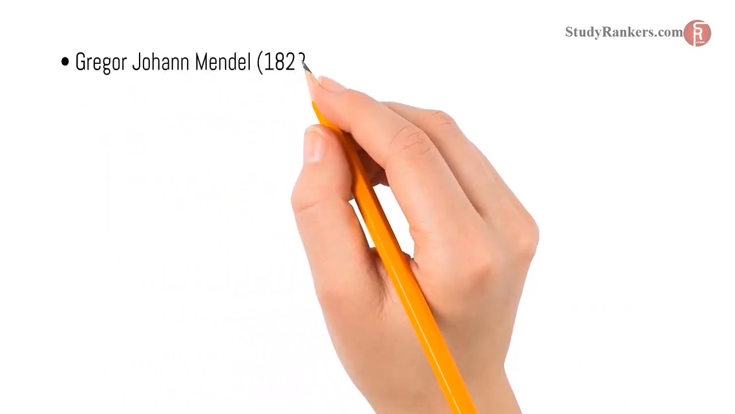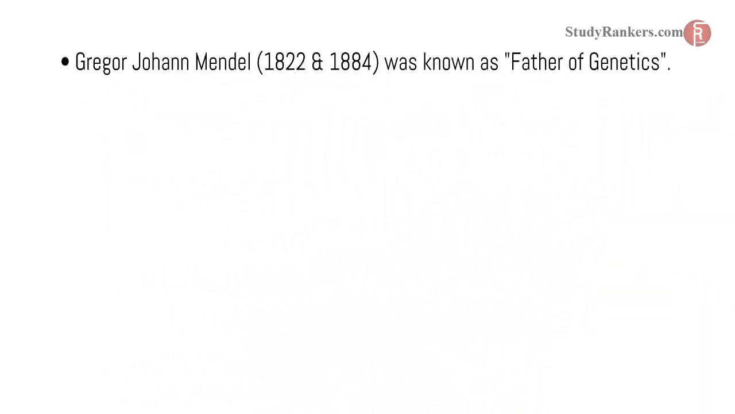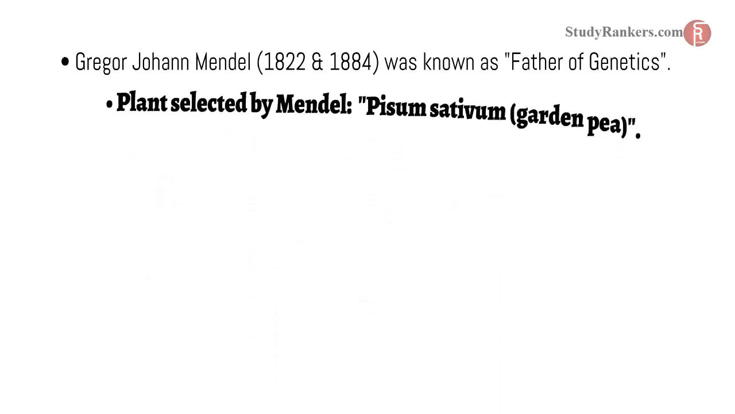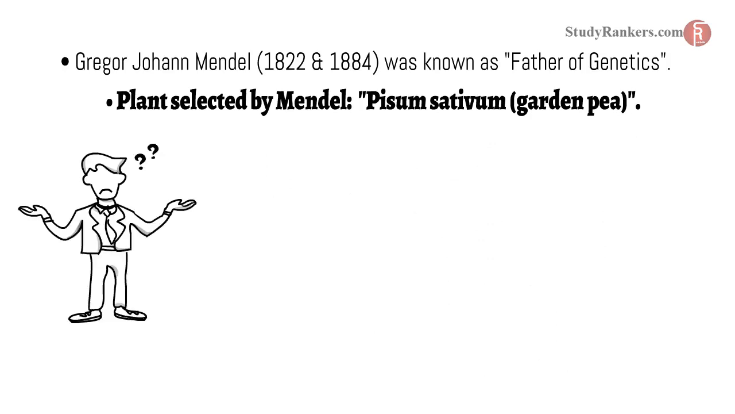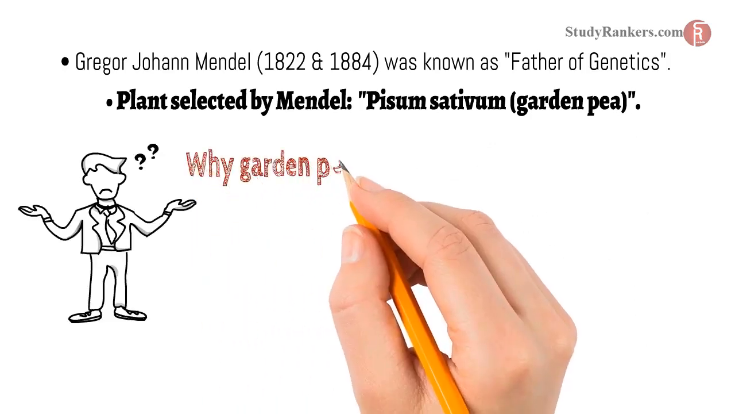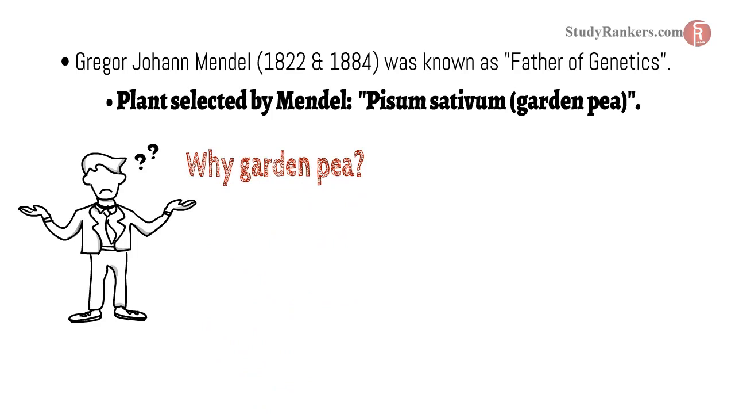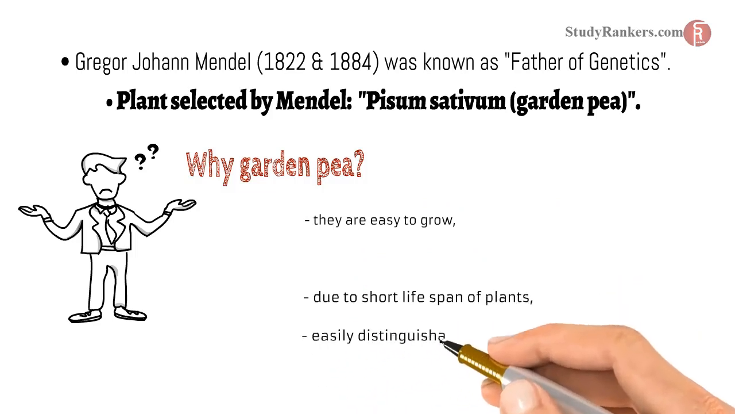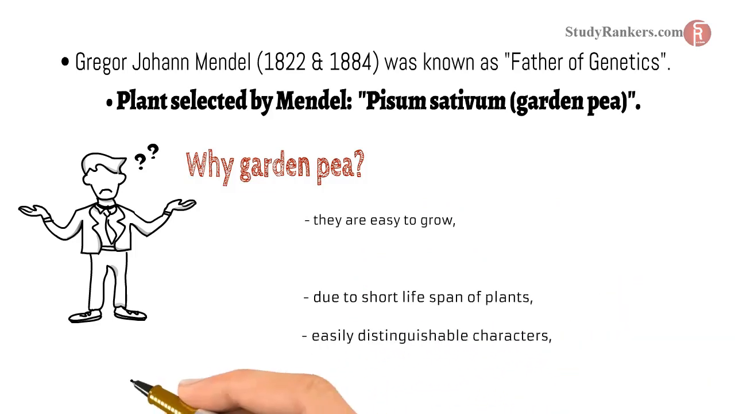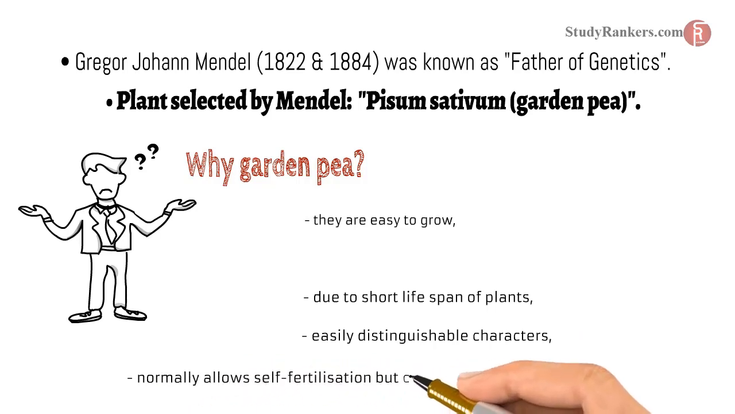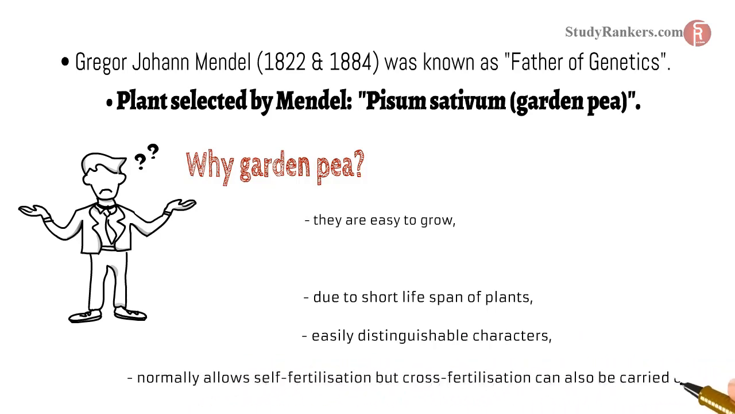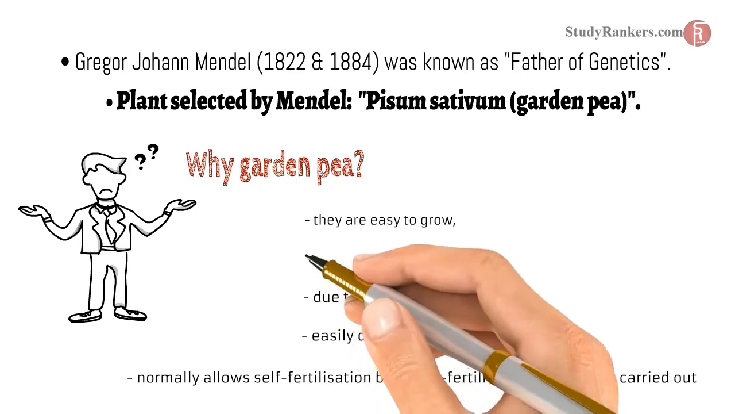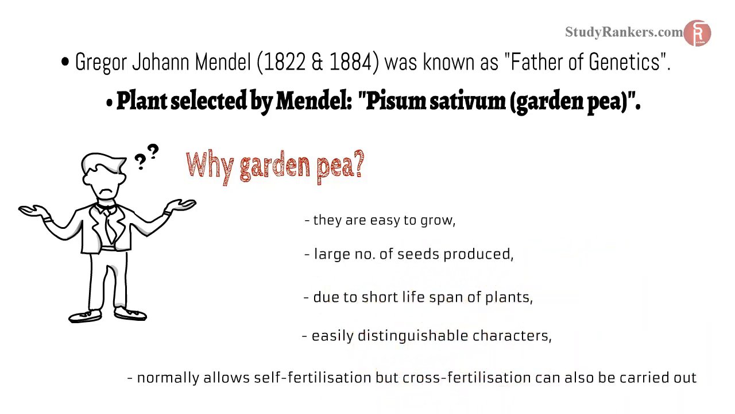Gregor John Mendel was known as father of genetics. Plant selected by Mendel. Pisum sativum, garden pea. A question comes to mind, why garden pea? It is because they are easy to grow due to short lifespan of plants, easily distinguishable characters, normally allows self-fertilization, but cross-fertilization can also be carried out, large number of seeds produced, and so on.